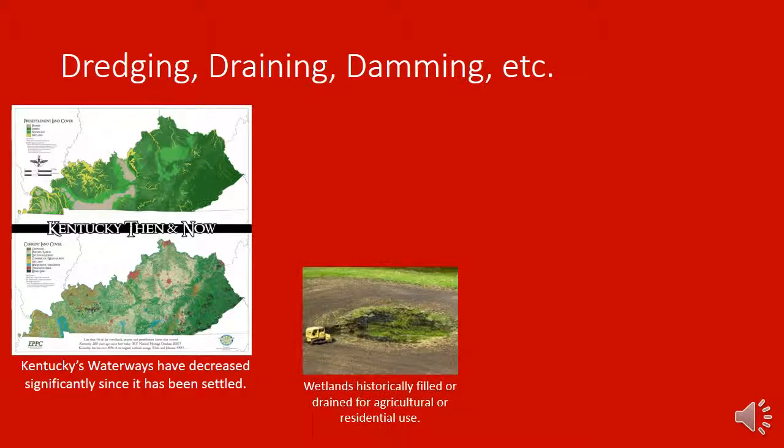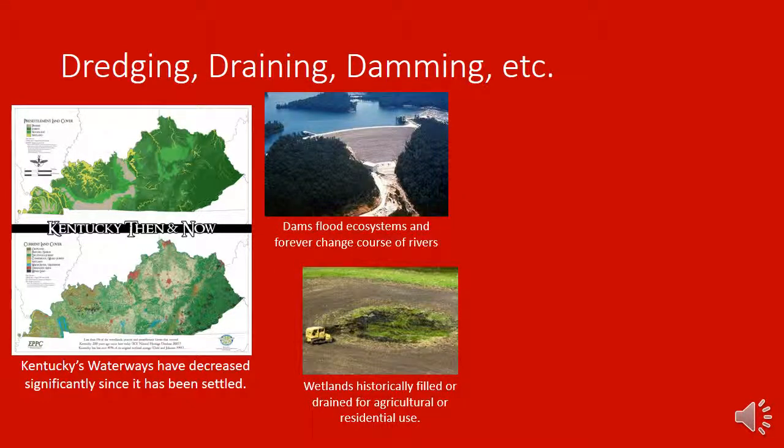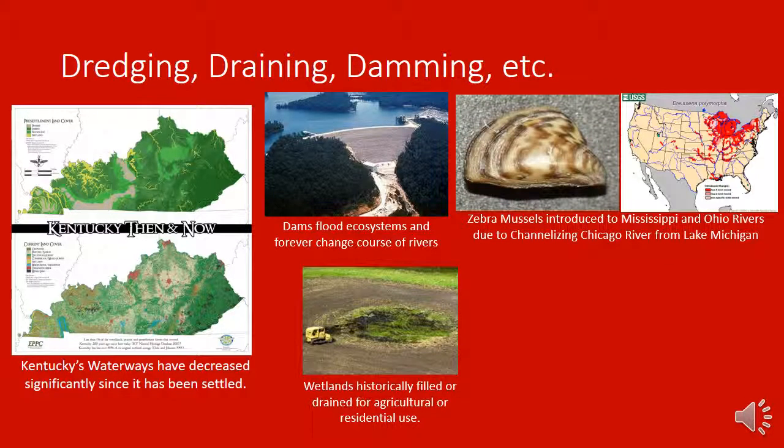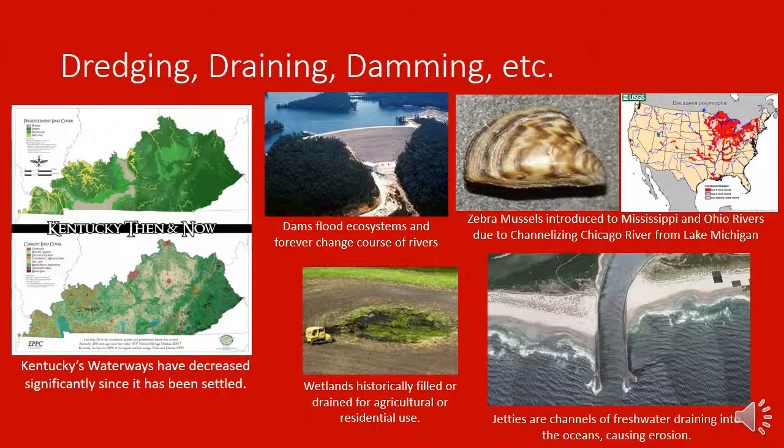Wetlands are really useful, and they decrease flooding, so we need them. But historically, they've been drained and dredged and filled in to make farmland, because they're high nutrient areas, and the dirt there is really high in nutrients, so it makes really good agricultural land. And so we've destroyed them. Dams destroy them by flooding them and changing the rivers forever. We've got invasive species coming in like zebra mussels.